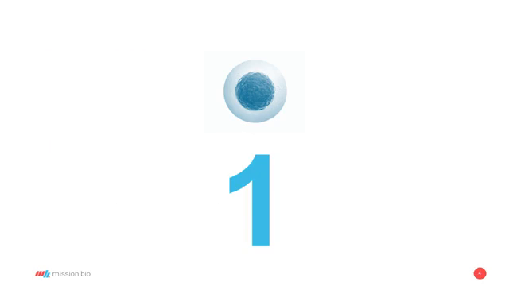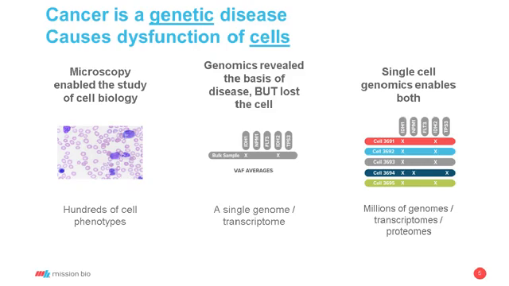Now, looking at cells isn't a novel thing. Cancer is a genetic disease, but it causes dysfunction of cells. And in medicine, we've been looking at cells for hundreds of years now. We've been looking at slides like this where we can stain cells and see that the purple cell here is abnormal versus the rest of the cells. And this is how we've been dealing with detecting and treating and monitoring cancer for decades or centuries now.